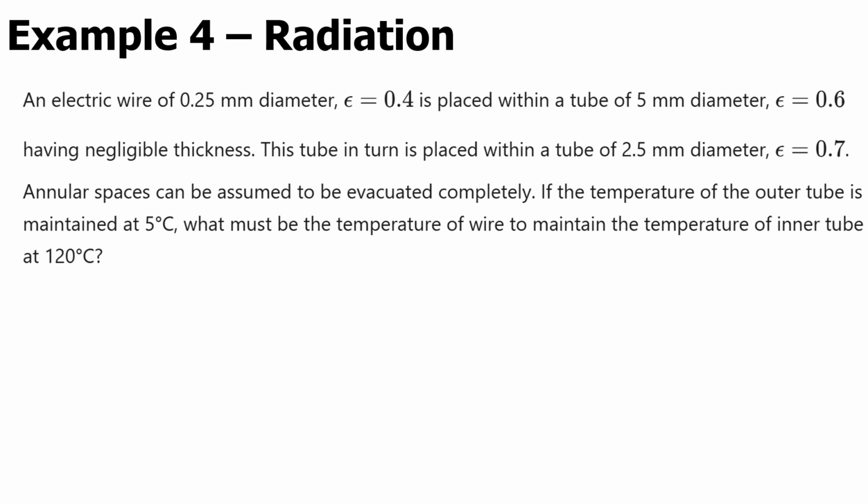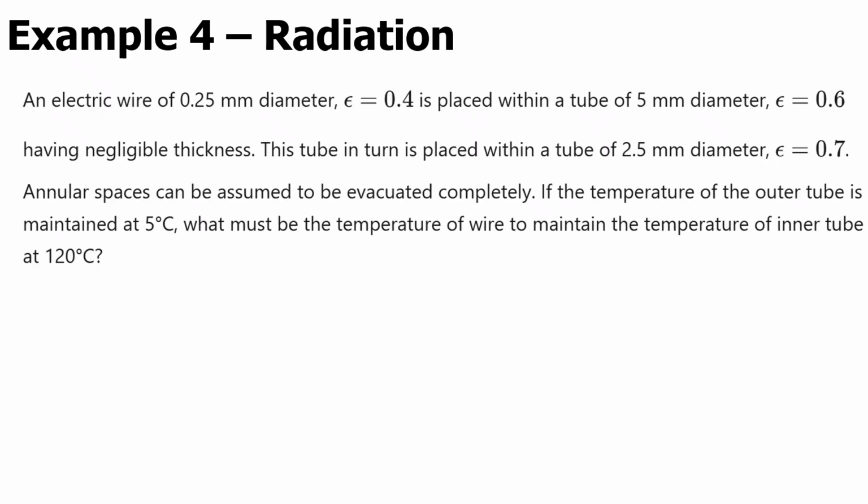Let's look at the problem statement. We have an electric wire with a diameter of 0.25 millimeters and an emissivity of 0.4. This wire is placed within a tube of 5 millimeter diameter with an emissivity of 0.6 and having negligible thickness. This tube, in turn, is placed within a larger tube of 2.5 millimeters diameter with an emissivity of 0.7.